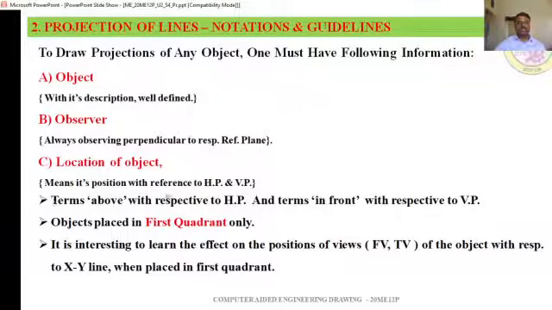The location of the object means its position with reference to HP and VP. Terms above will be with respect to HP, and terms in front will be with respect to VP, in first angle projection or first quadrant. Objects are placed in first quadrant only. You can place them in all the four quadrants as in points, but from lines onwards, objects are placed only in first quadrant. It is interesting to learn the effect on the positions of views, front view or top view of the object, with respect to XY line when placed in first quadrant.